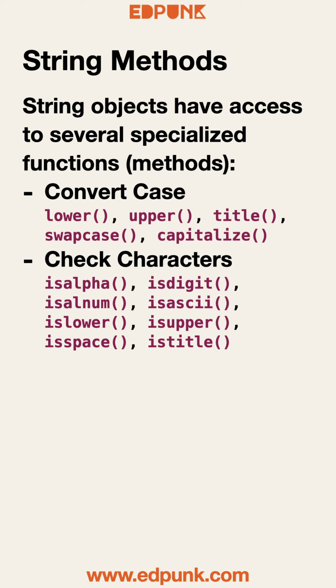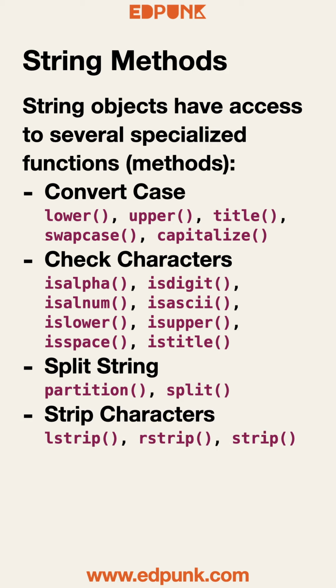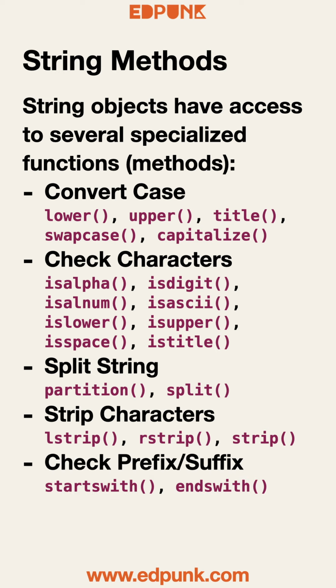Checking for specific types of characters using isalpha, isdigit, isalnum, isascii, islower, isupper, isspace, and istitle methods. Splitting a string using partition and split methods. Stripping characters from a string using lstrip, rstrip, and strip methods. Checking the presence of prefix or suffix using startswith and endswith methods.